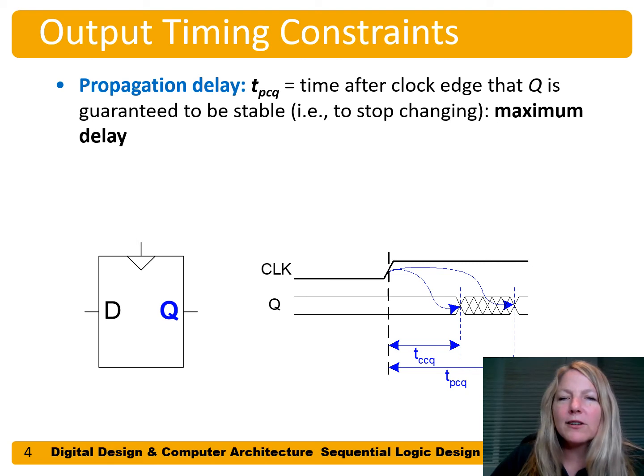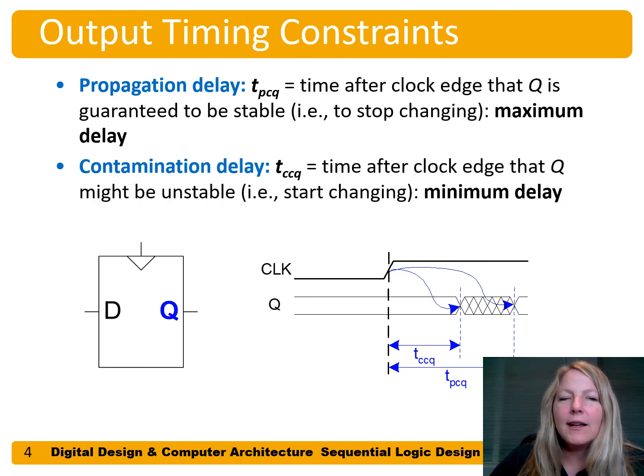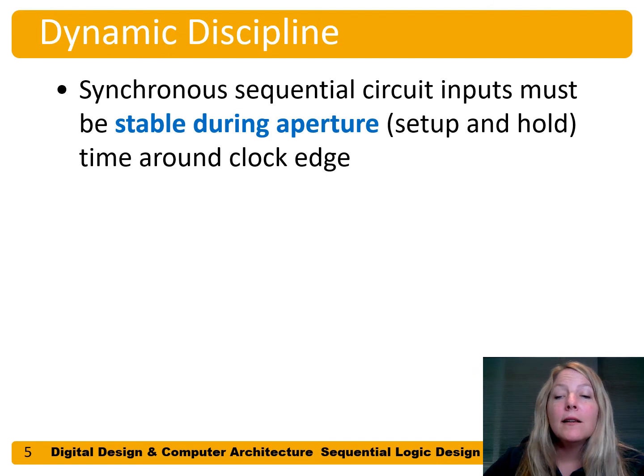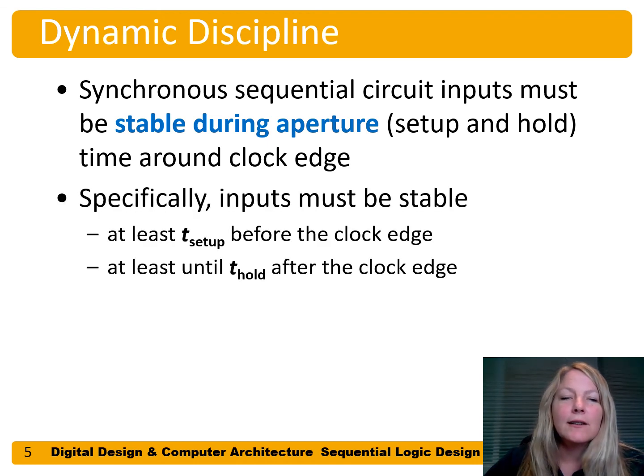So propagation clock to Q is the max delay, and T contamination clock to Q is the minimum delay of a flip-flop. So the inputs to synchronous sequential circuits have to be stable around the aperture time, a setup time before the clock edge and a hold time after the clock edge.